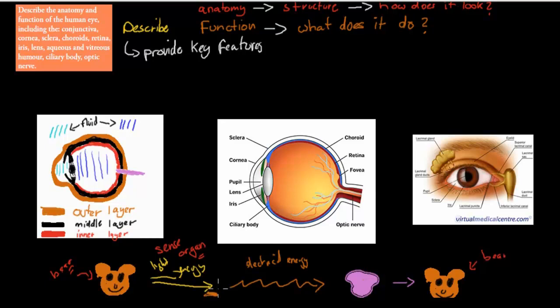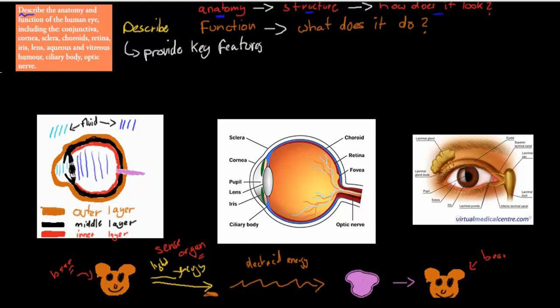And this is what this dot point is more or less all about, but more specifically, it says describe, which means provide key features, describe the anatomy and function of the human eye, including the conjunctiva, cornea, sclera, choroid, retina, iris, lens, aqueous and vitreous humor, ciliary body, and the optic nerve. So we need to describe, which means provide key features, but we need to talk about the anatomy. Anatomy more or less means structure, so we need to talk about how each of these different parts look, more or less.